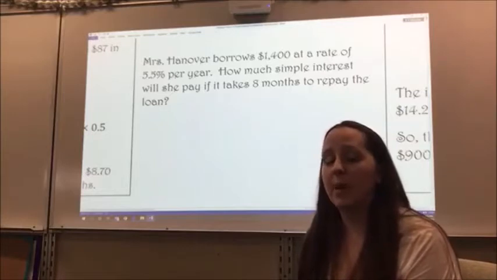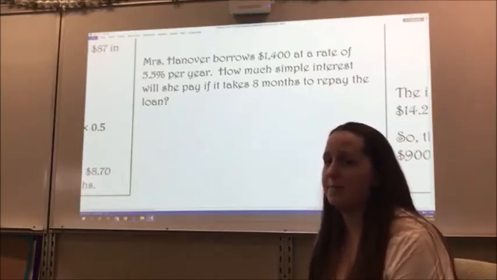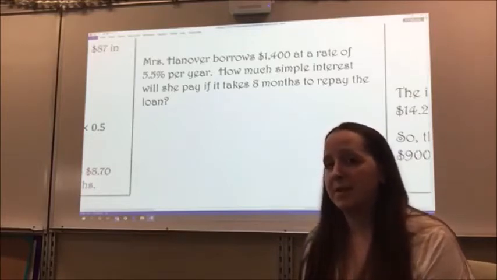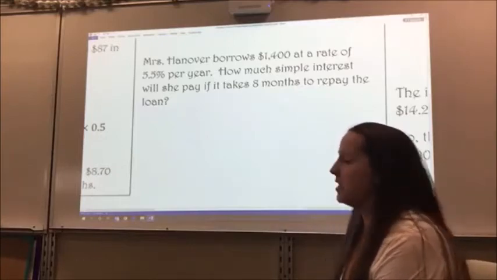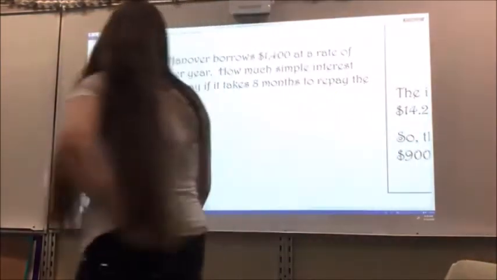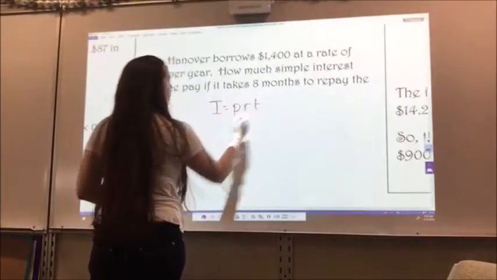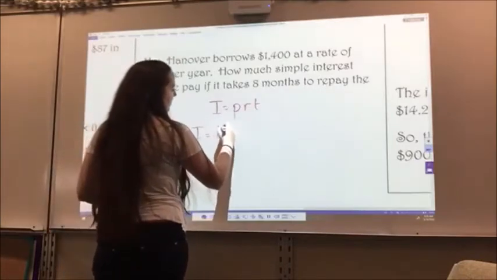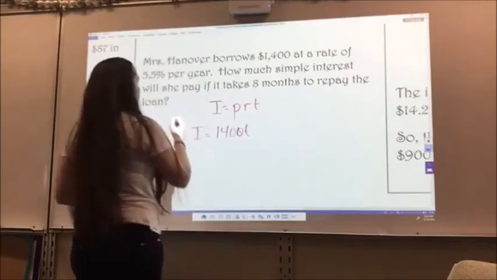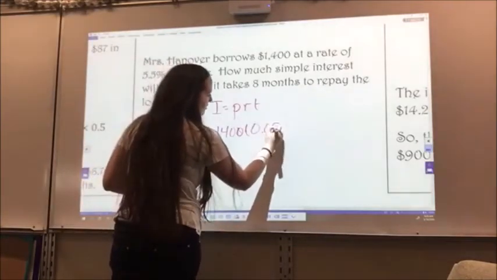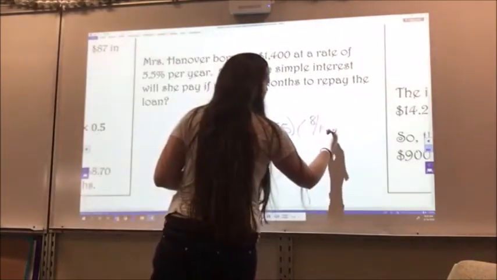So first thing we want to remember is the formula, P times R times T, my principal times my rate times my time. Remember my time's in years, so I need to write 8 months in terms of years. So right now it's in months, so I have to write it in years. So I equals P times R times T. So I equals my principal of $1,400 times my interest rate, which I changed to a decimal, times my time, which is 8 months, so 8 over 12.